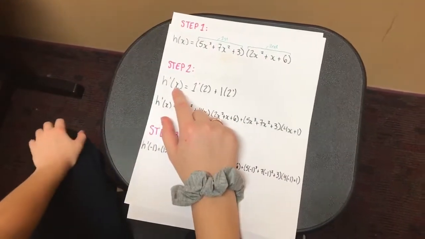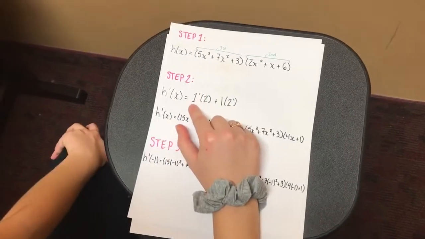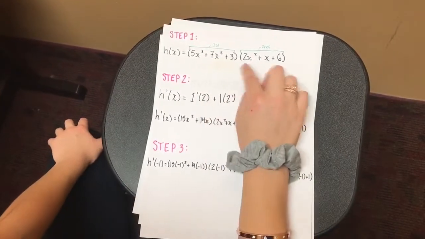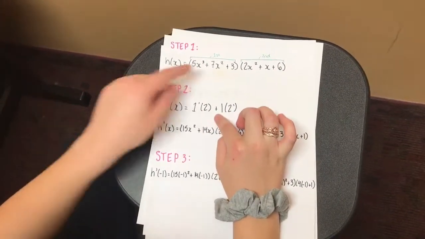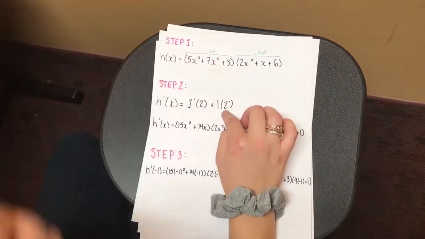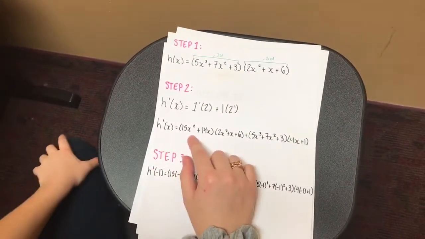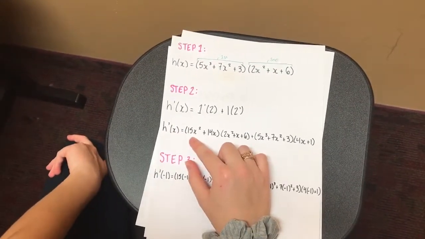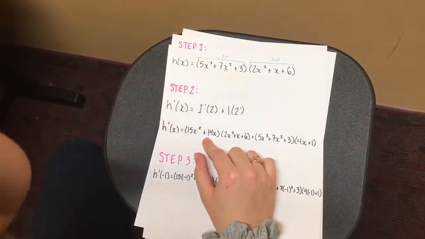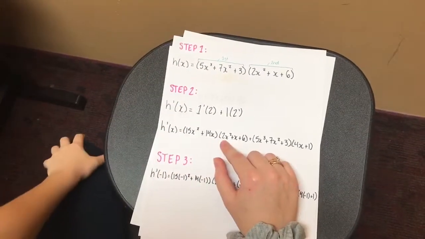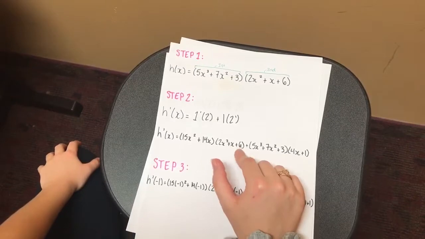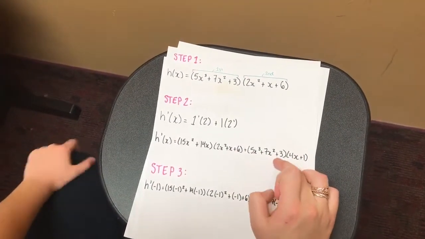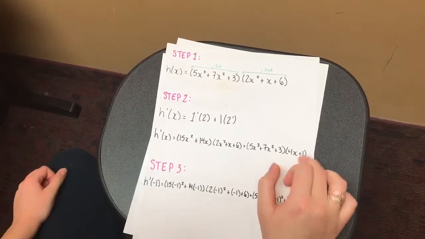So for step 2, we're going to do h prime at x, which equals the derivative of the first that we have here times the second, not the derivative, just the second, plus the first, and then times the derivative of the second. So what I did is I just plugged it in here to the equation. So h prime at x equals 5x to the power of 2 plus 14x, because that's the derivative, times 2x to the power of 2 plus x plus 6, and then plus 5x to the power of 3 plus 7x squared plus 3 times 4x plus 1.